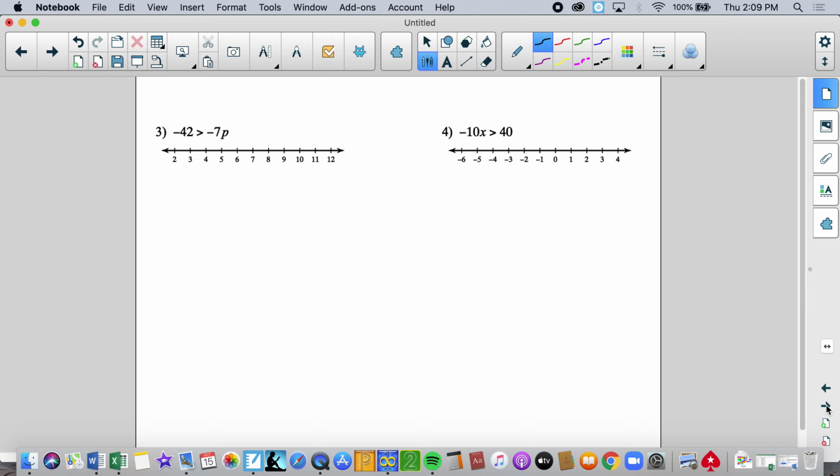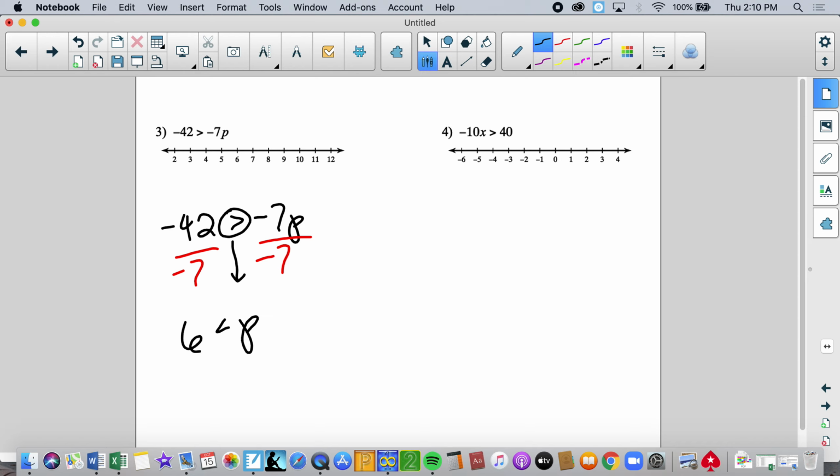In number 3, we have negative 42 is greater than negative 7p. So I need to get rid of what's being multiplied by the variable. We are going to divide by negative 7. And when we divide both sides of an inequality by a negative, we have to flip the inequality sign. So it moves from a greater than to a less than, and we get p. So 6 is less than p. If we rewrite it with the variable first, we get p is greater than 6. Open circle going to the right.